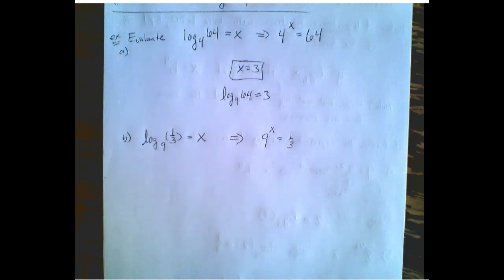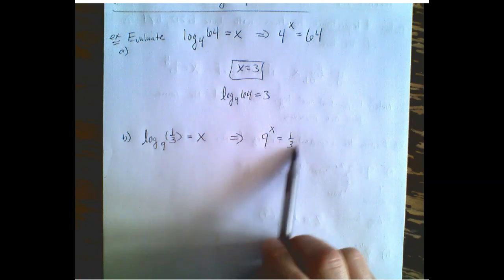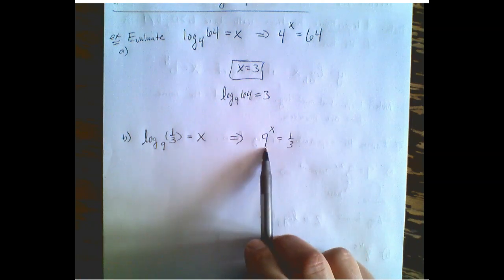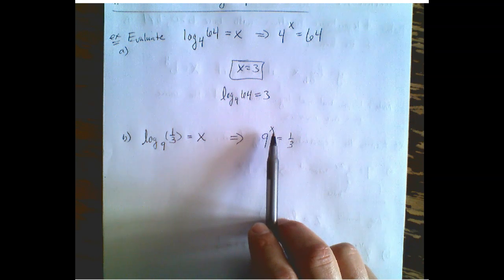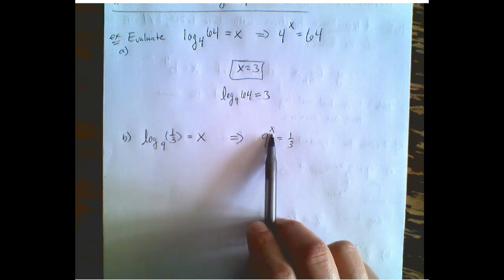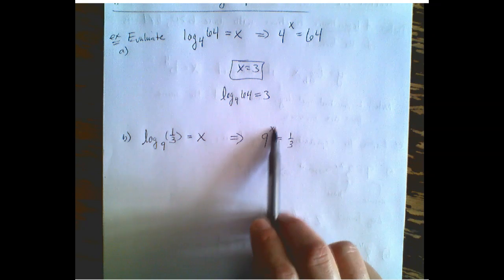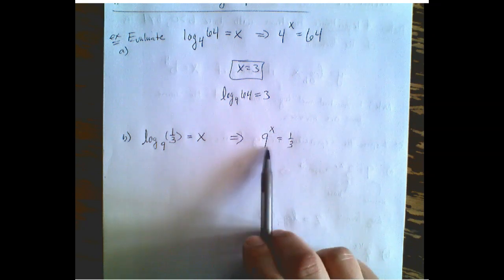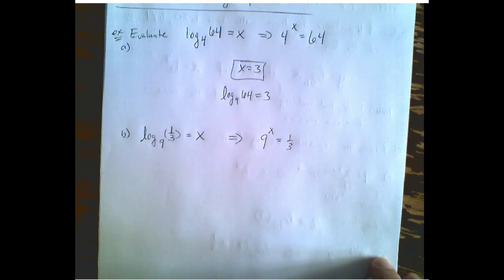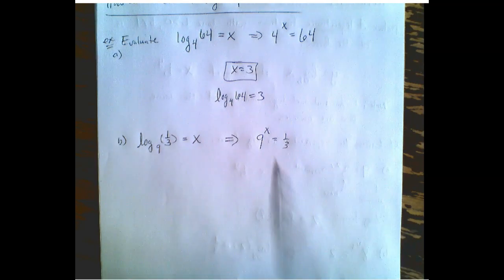So this one's a little tougher, right? In order to get us up to 1/3, x can't be a whole number, right? Because 9 to the first power is already 9. 9 to the second power is 81. 9 to the 0 is 1. So we need some negative power here, right? We need a negative power to get us there, okay? So let's think about it. How can we do this?